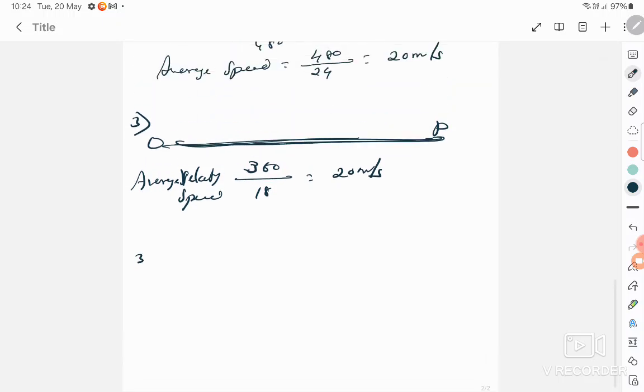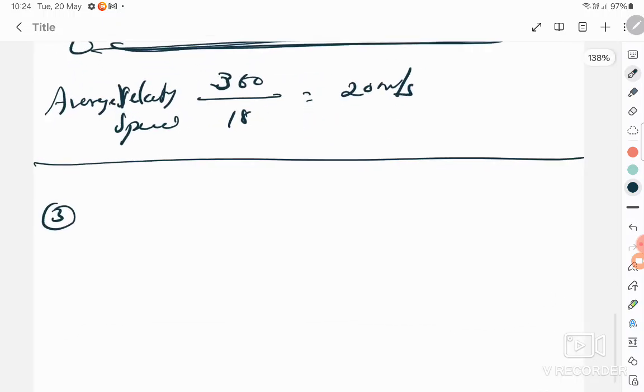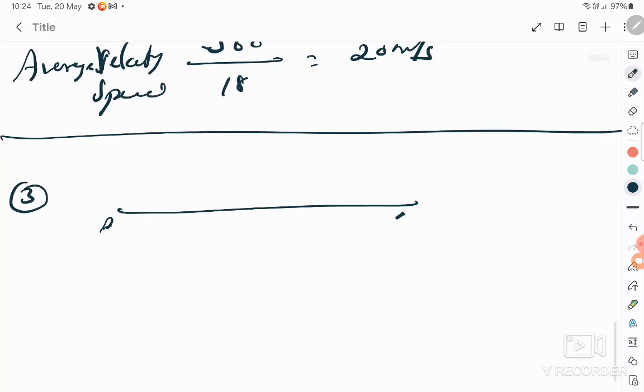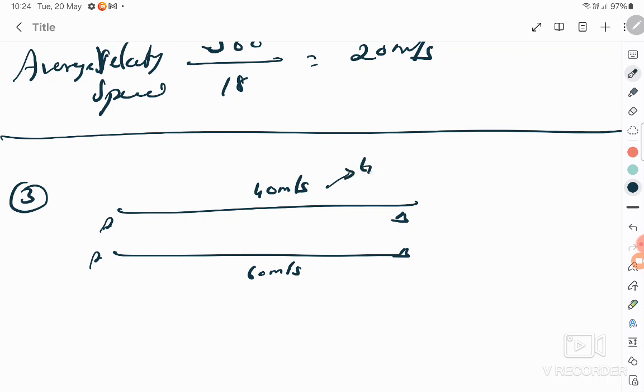So let's go to the third example. The third example sum, where a body travels from A to B with the speed of 40 meter per second, and then it travels from B to A with a speed of 60 meter per second. Whenever they give you the same distance, immediately calculate the time. Let's keep the distance to be d. t1 is equal to distance by velocity, d by 40. And t2 is also distance by velocity. So you know t1 and t2, the total time taken for it to go and come back is t1 plus t2, which is d by 40 plus d by 60.